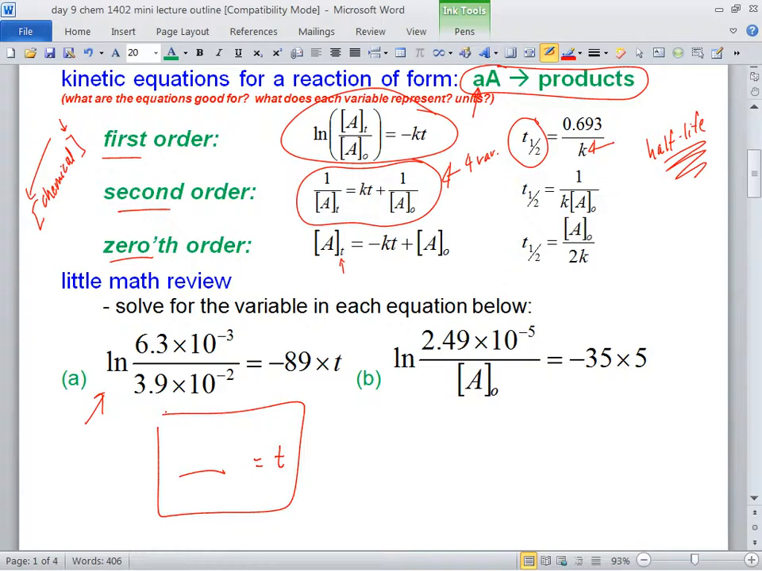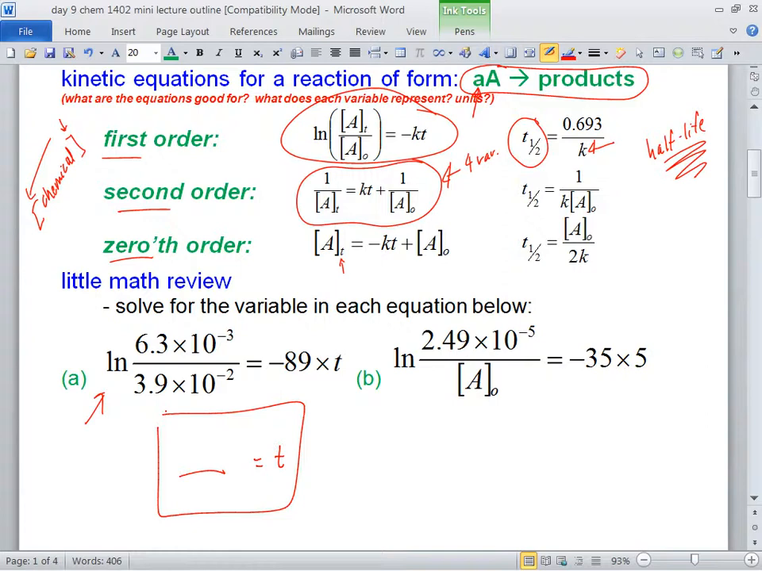Yeah, take the 6.3 times 10 negative 3, divide it by the 3.9 times 10 negative 2. Hit equals. And then take the natural log. So push the ln button. And then divide by a negative 89, you'll have your answer. So try it. Do it in that order. So you look at them and see if you can figure out what to do first, second, third.